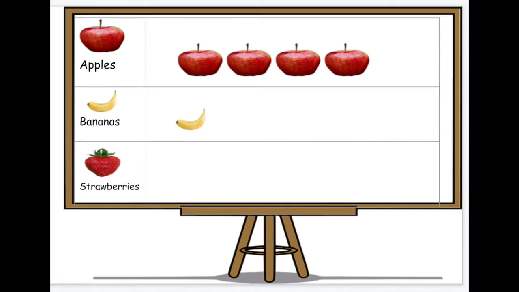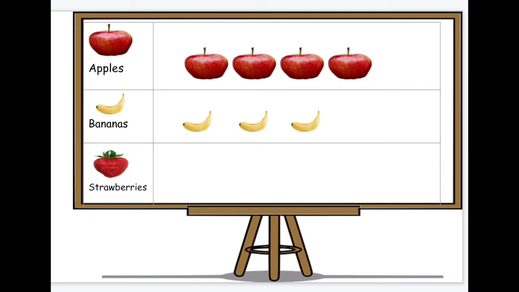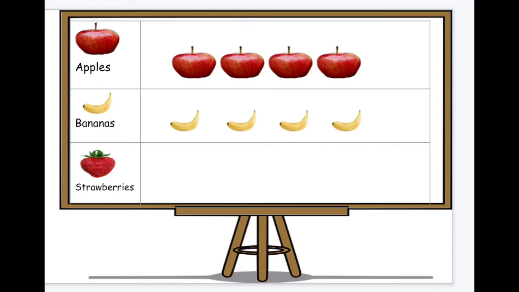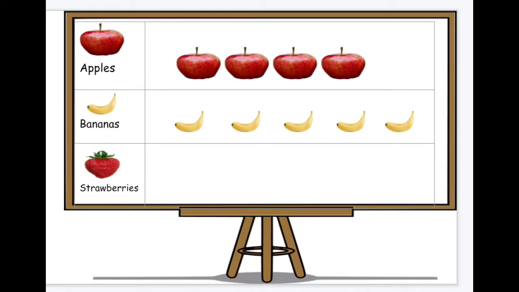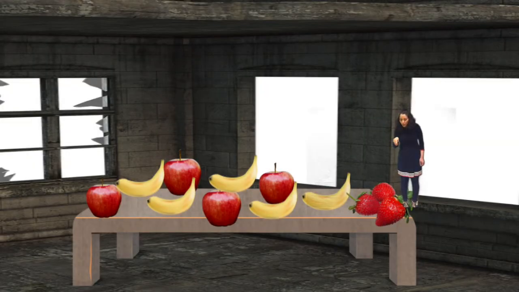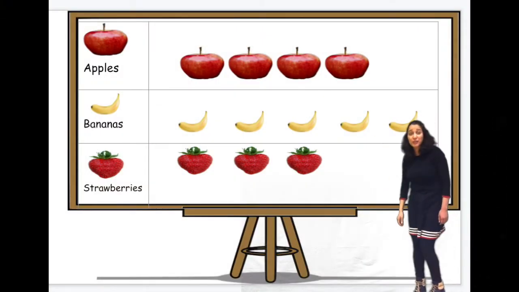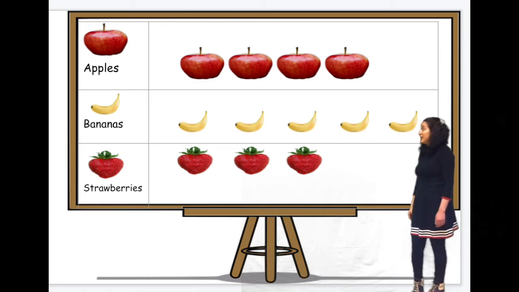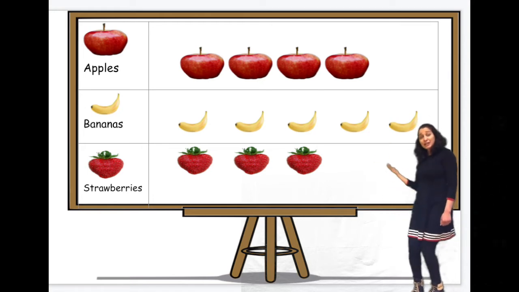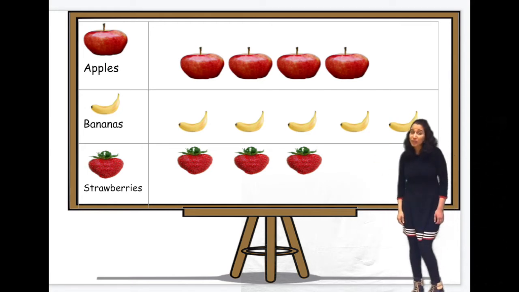1, 2, 3, 4, and 5. Let's count how many strawberries we have. 1, 2, and 3. 3 strawberries. So now, by looking at my pictograph, I can tell that there are more bananas on the table than apples and strawberries. That's the kind of information you can find out from a pictograph.